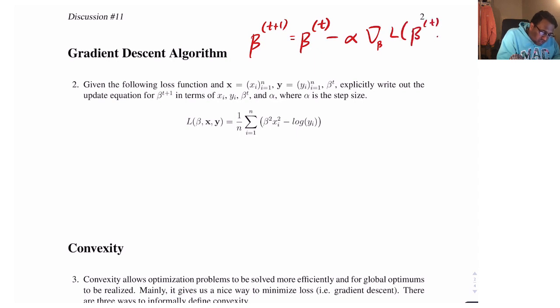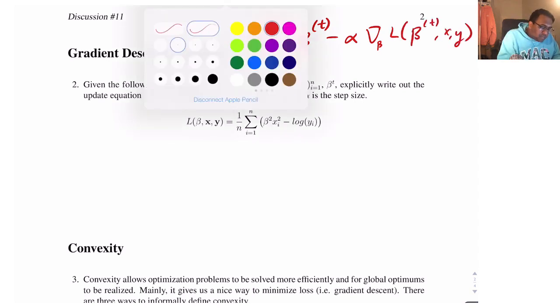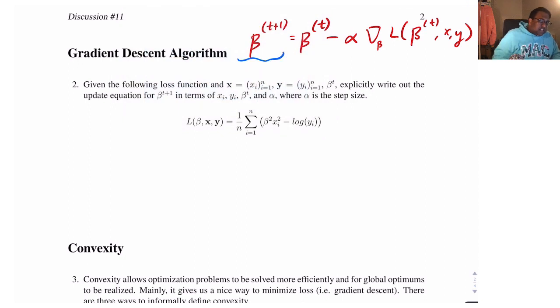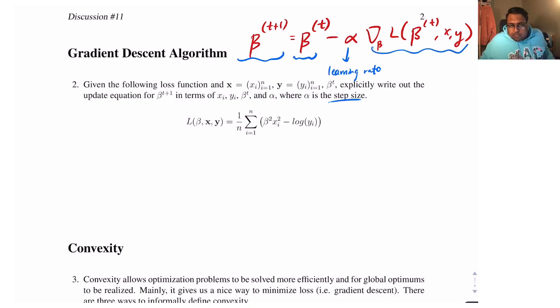And so, firstly, what does this cryptic looking thing mean? Well, it's saying my guess for beta at time step t plus 1, and that's what the parentheses t plus 1 means, is my guess for beta at time step t minus alpha, which I call the learning rate, or here we're calling the step size, it's really the same thing, times the gradient of the function I'm trying to minimize with respect to beta evaluated at my previous guess for beta. Okay, so this rule tells me how to update my guess for beta.